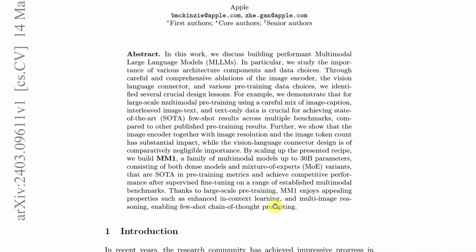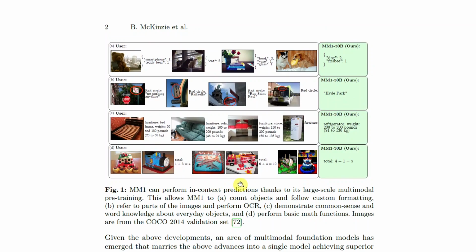So, interesting points here. One is they checked various ablations across image encoders, vision language connector, and pre-training data choices. So they trained models up to 30 billion parameters, across both dense models and mixture of expert variants. For evaluation, they used in-context learning and few-shot chain-of-thought prompting. Next, we go through some of the examples that they mentioned as the output.